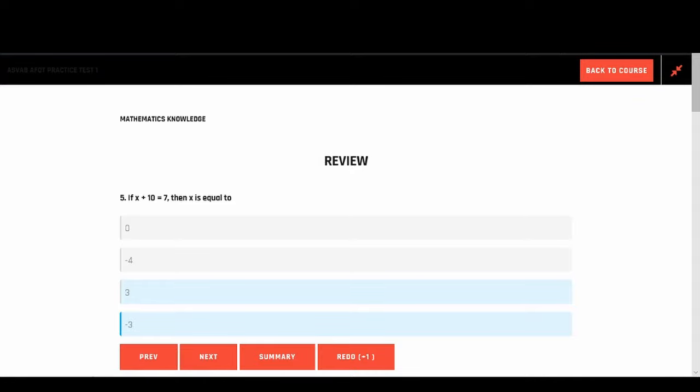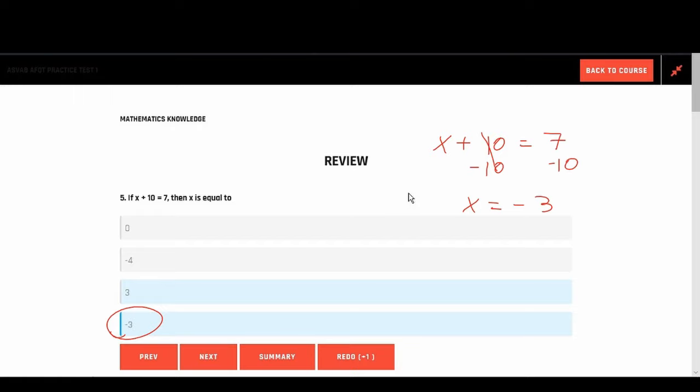Number 5 is a simple one-step equation. In other words, it's going to take us one step to solve this problem. It says if x plus 10 equals 7, then x is equal to, so we have x plus 10 equals 7. The goal of this problem is to get x by itself. To do that, I'm going to subtract 10 from both sides. This crosses out. We're left with x equals 7 minus 10, which is negative 3.